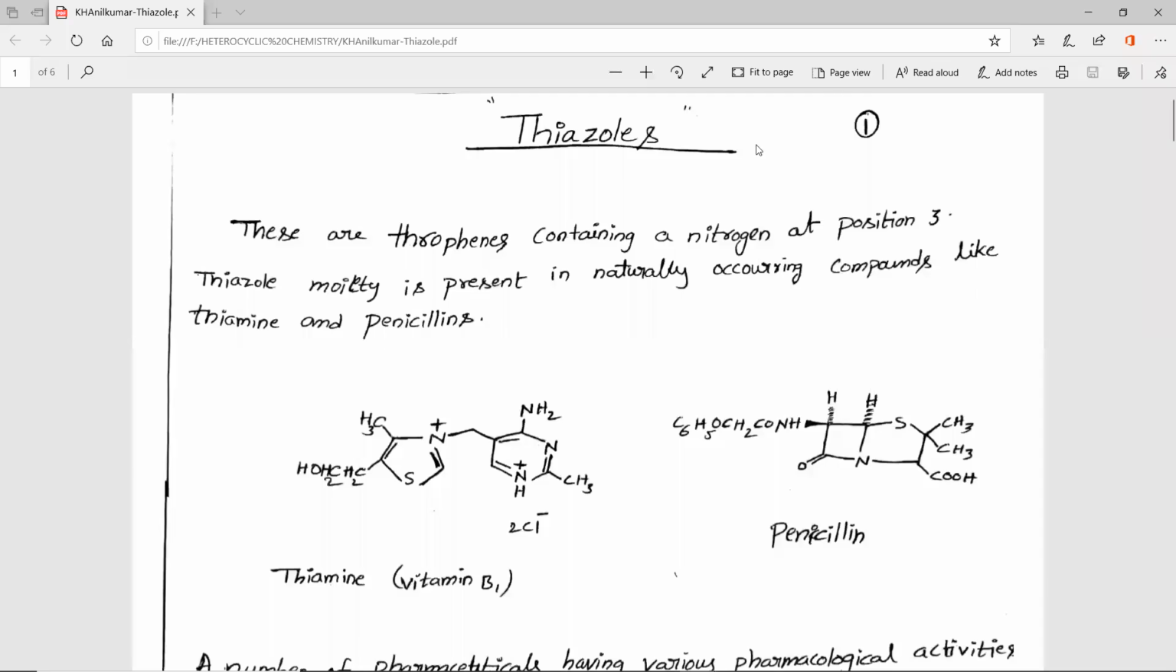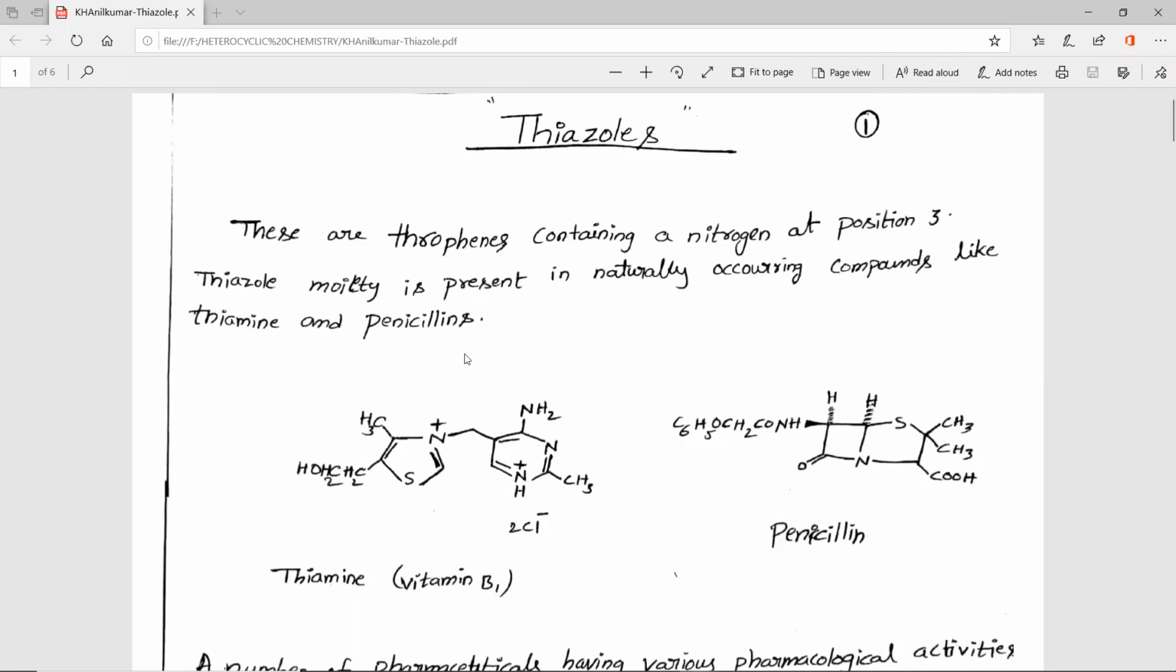Thiazoles. I will repeat this once again because there was a power problem. So, thiazoles. These are thiophene derivatives. This is not R, this is I. These are thiophene containing a nitrogen at position 3. So, sulfur in position 1 and nitrogen at position 3.